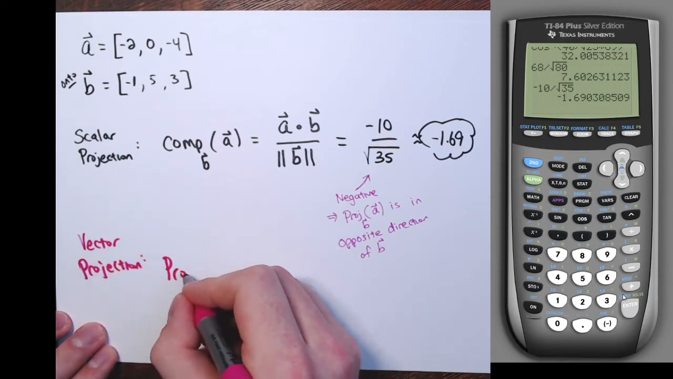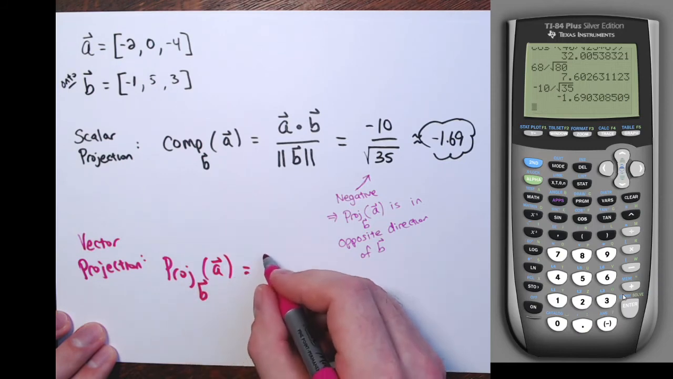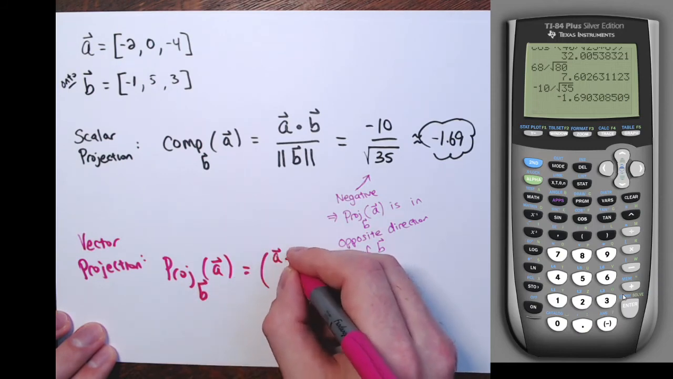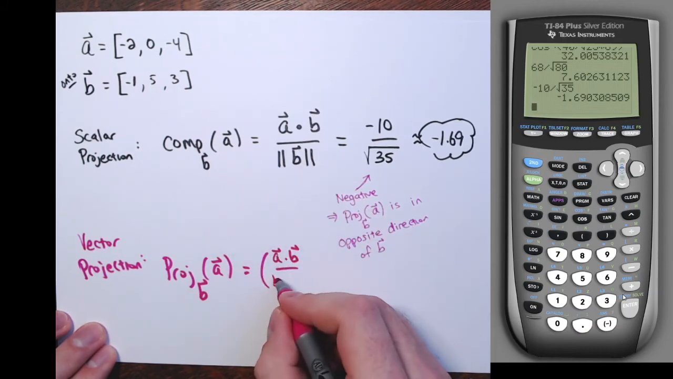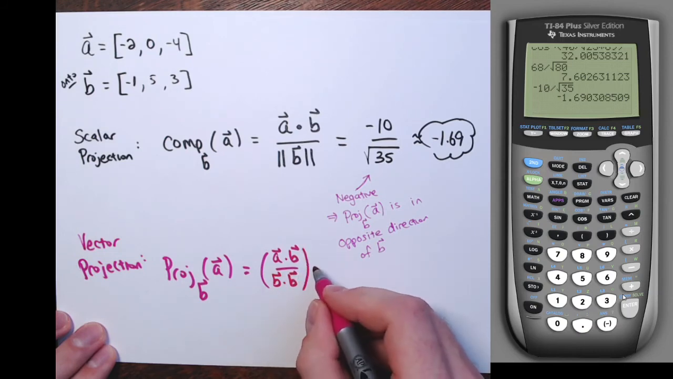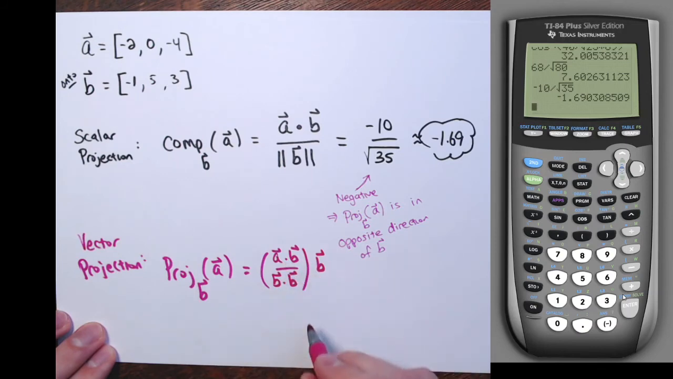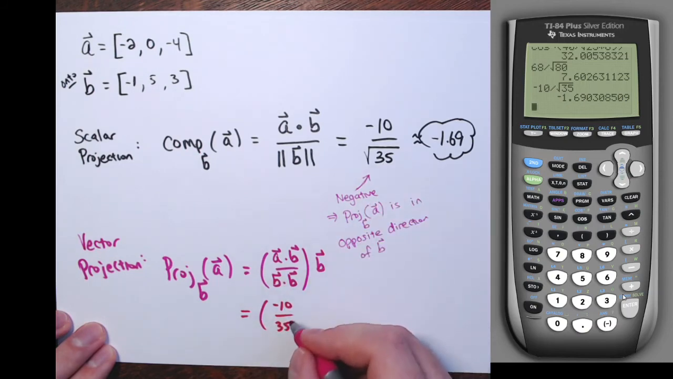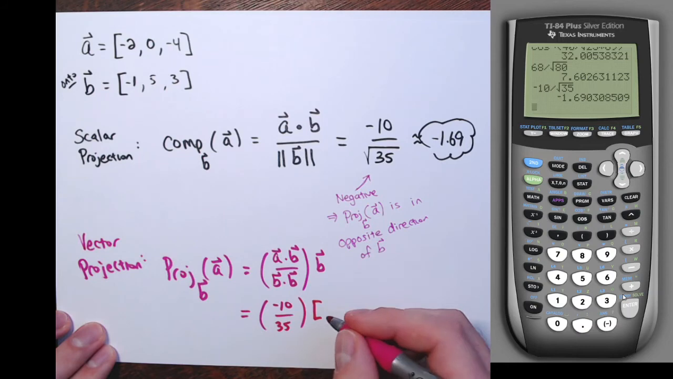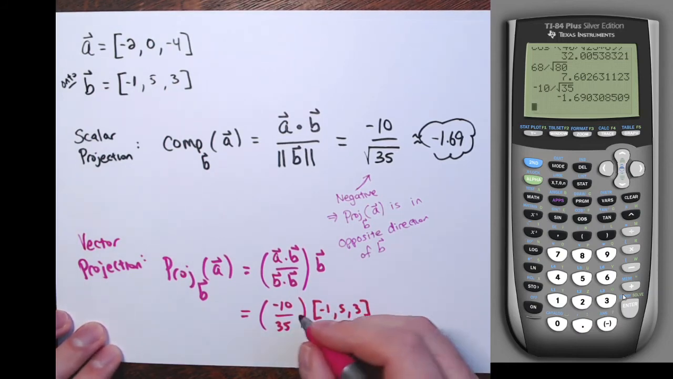That's this PROJ, projection of vector A onto vector B. Again, the formula would be A dot B in the numerator divided by the magnitude of B squared, or B dot B in the denominator, and then times vector B, right? Again, the vector you're projecting onto. So the scalar here would be negative 10 divided by 35, the square root of 35 squared, times vector B, and vector B has components 1, negative 5, 3, and we get the components of the projection vector.